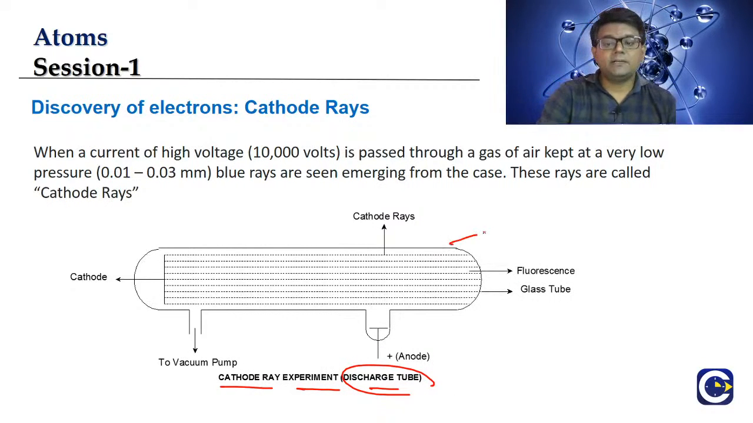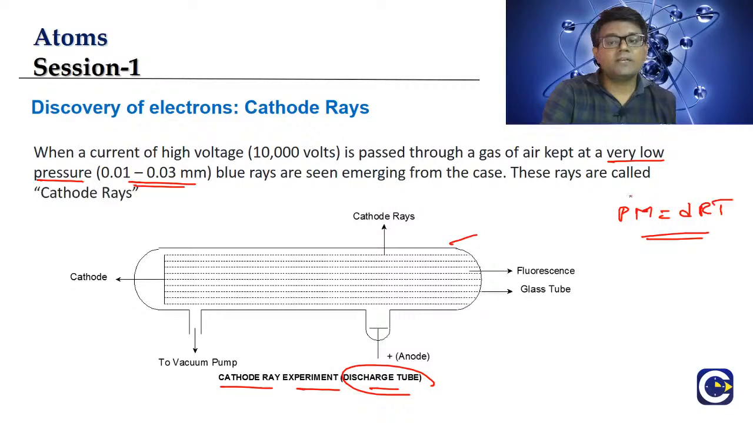What is this discharge tube experiment? We have a gas tube where the density of the gas is generally quantified in terms of pressure. More density means more pressure, less density means less pressure. I'm sure you will be learning about this in the gaseous state chapter. The equation is PM equals dRT: pressure into molar mass of the gas is equal to density into R into temperature. If you fix temperature and the nature of the gas, the pressure will be directly proportional to density.